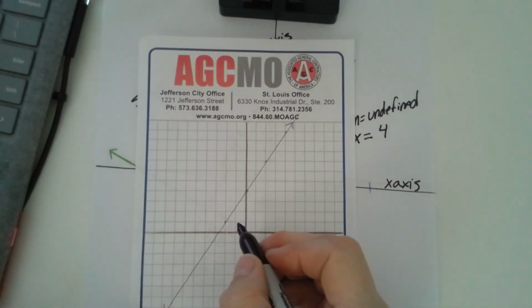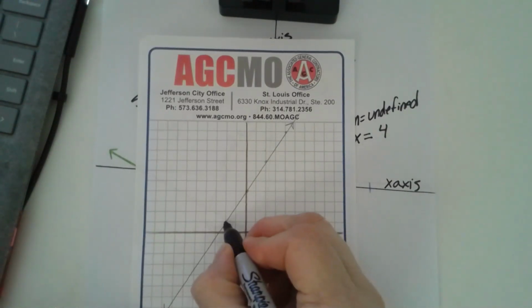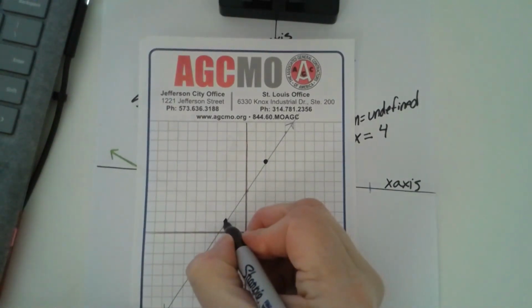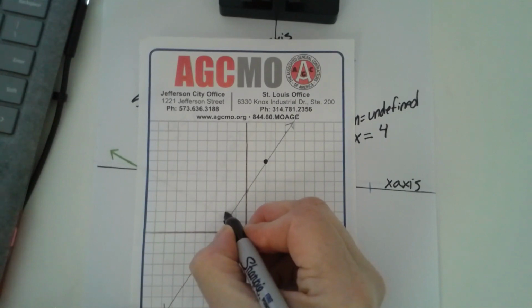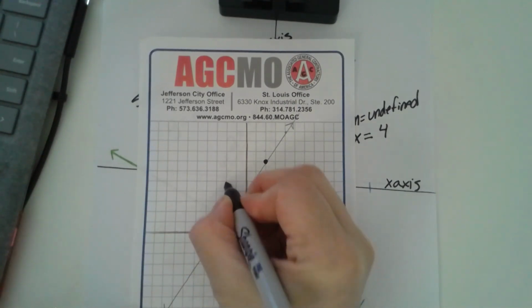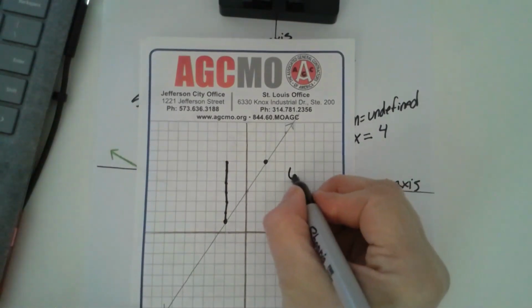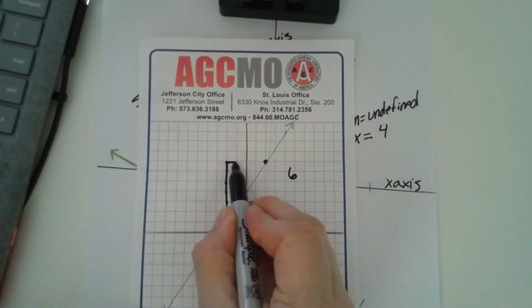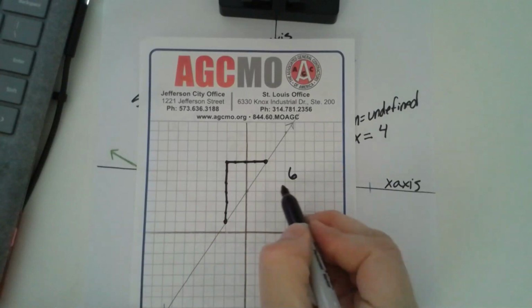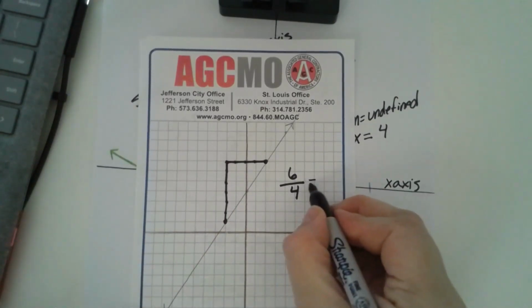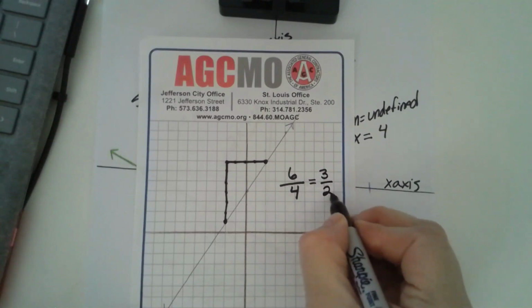Notice when we're doing slope, it's rise over run, and you can use any 2 points anywhere on that graph. Find 2 points, and let's count the rise over the run. 1, 2, 3, 4, 5, 6. We went up 6, and we went over 1, 2, 3, 4, over 4. Up 6 and over 4 reduces to 3/2.